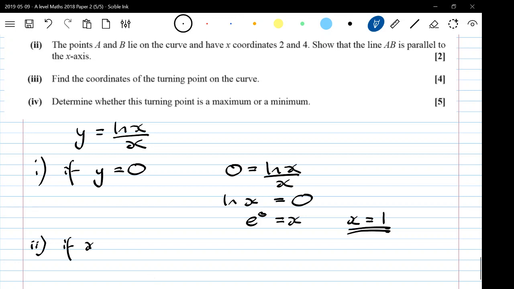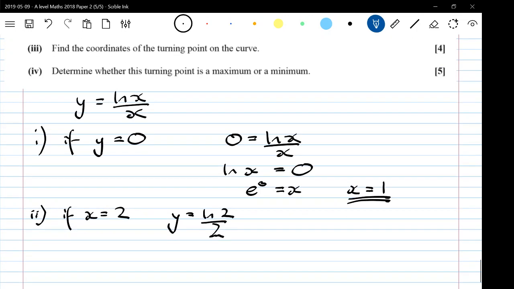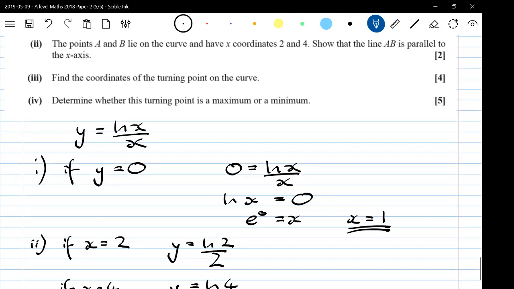If x equals 2, y equals natural log of 2 over 2. If x equals 4, y equals natural log of 4 over 4. One thing to point out, show that the line AB is parallel to the x-axis. It's not about finding dy by dx here, is it? Because finding the gradient at those 2 points, that's not what this is talking about at all. It's not saying that the tangent at those 2 points meets up. It's just saying that the y coordinates have to be the same.